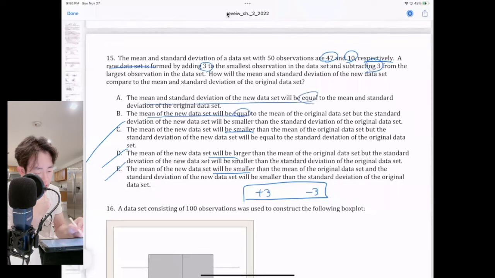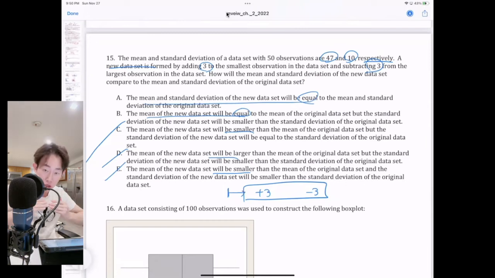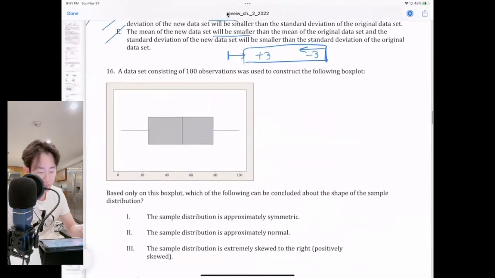The mean of the data set will be equal, but the standard deviation, now think about what happened. The lowest number got closer to the mean because it got added by 3. And the highest number also got pulled in towards the center by subtracting 3. So it shrunk, which means the standard deviation will definitely change. It should be B. It should be smaller than the original standard deviation.